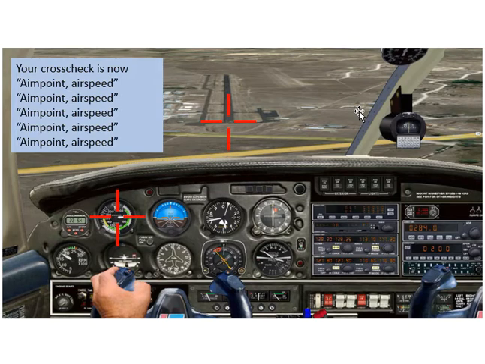Now my cross check is aim point, airspeed. Aim point, airspeed. I'm looking out. I'm looking in. I'm looking out. I'm looking in. Now let's talk about something here that's very important.